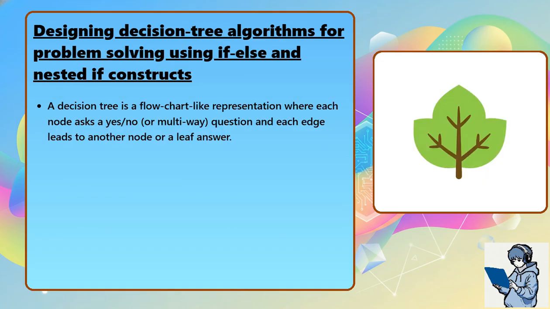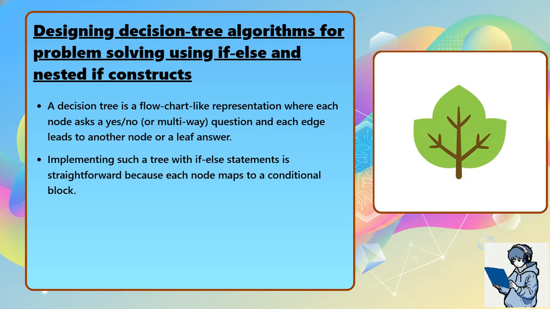A decision tree is a flow chart-like representation where each node asks a yes or no question or multi-way question, and each edge leads to another node or a leaf answer. Implementing such a tree with if-else statements is straightforward because each node maps to a conditional block.